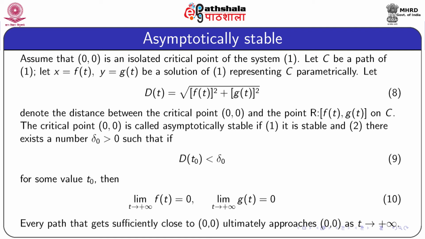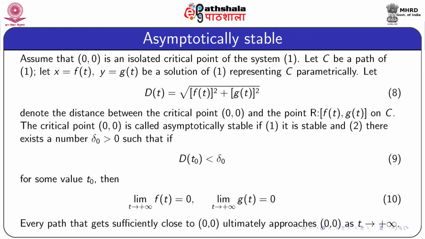Now, let us look at what is asymptotically stable. So, we again assume that (0, 0) is an isolated critical point of the system 4, and let C be a path of 4, and let x equal to f(t) and y equal to g(t) be a solution of 4 representing C parametrically. And we define the distance d(t) equal to the square root of f(t) squared plus g(t) squared, which denotes the distance between the critical point (0, 0) and the point R, which is (f(t), g(t)) on C.